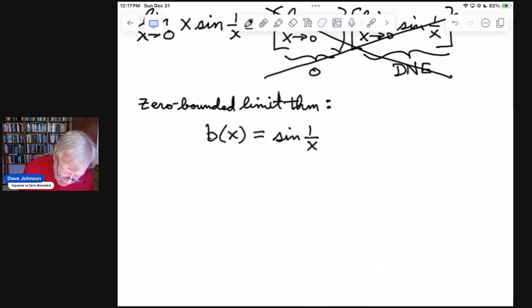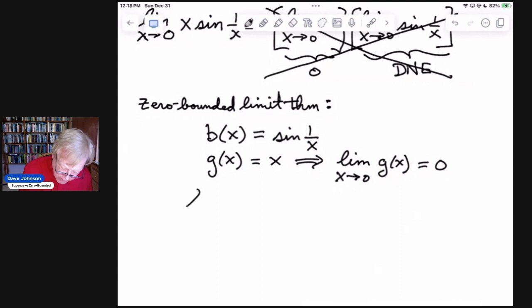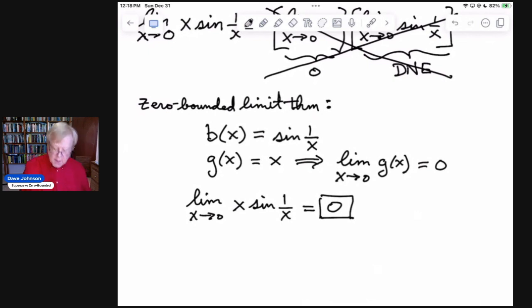And then the other function, which we called g of x, that's x, and so its limit is 0. And so we can say the limit as x goes to 0 of g of x is equal to 0. And because of that, we can conclude that the limit as x goes to 0 of g of x, which is x, times the bounded function sine of 1 over x, that has to be 0 also. So that's our answer, and it's that easy.